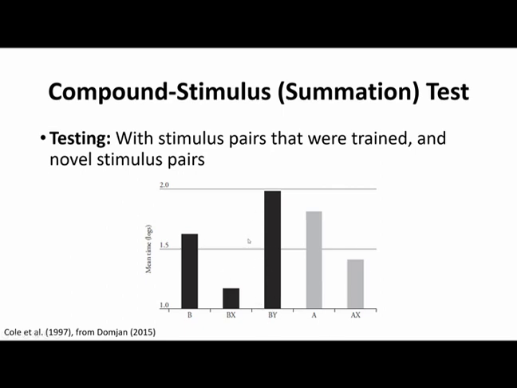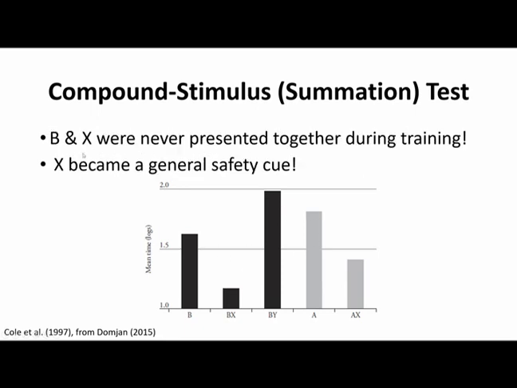So it's just sort of a control here, showing there wasn't something else going on. We've kind of already said this, but B and X were never presented together during training, but we still saw that drop in the amount of time it took to drink for 5 seconds. So X became a general safety cue. They generalized to other scenarios where they treated BX the same way they treated AX.